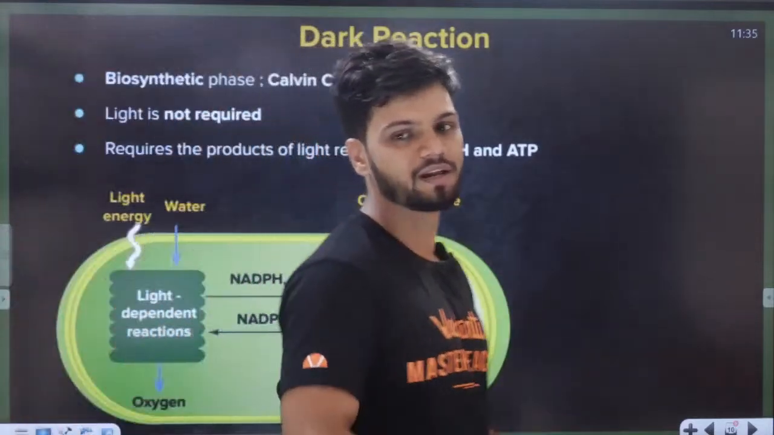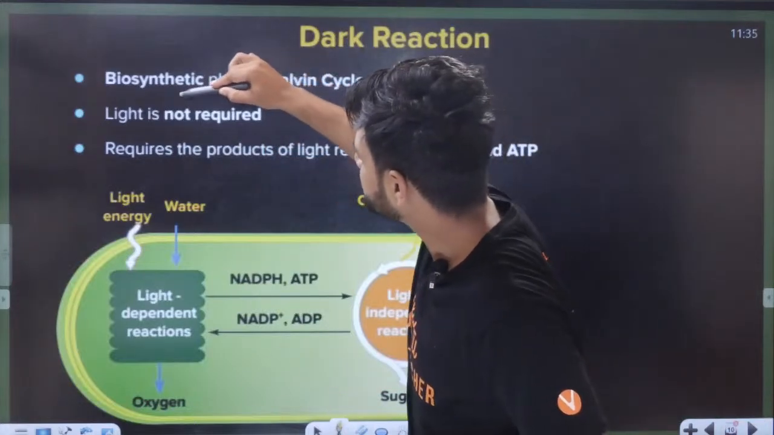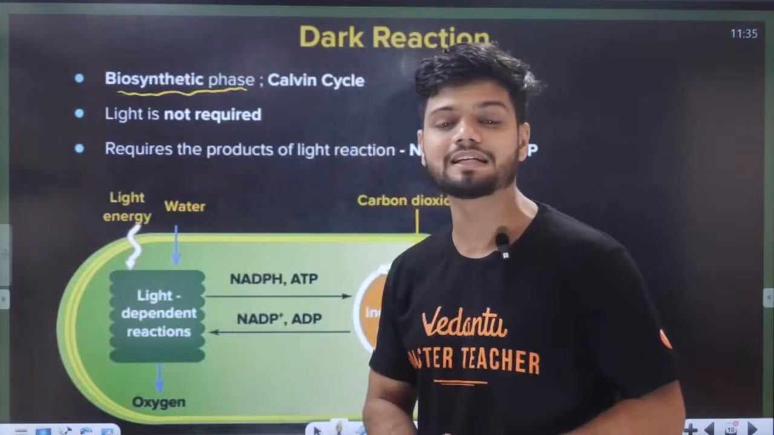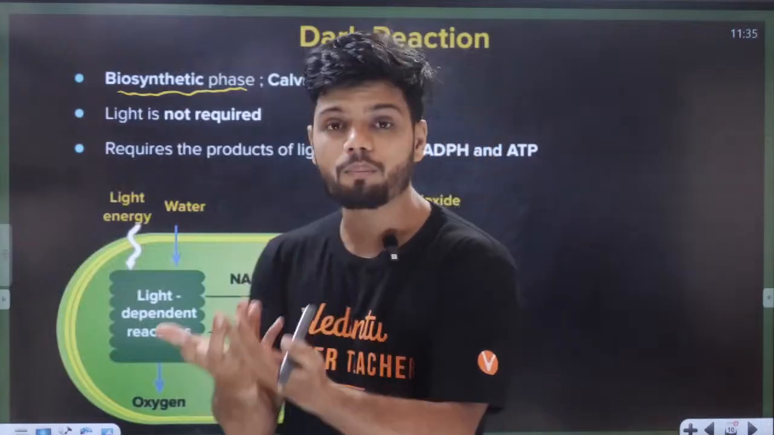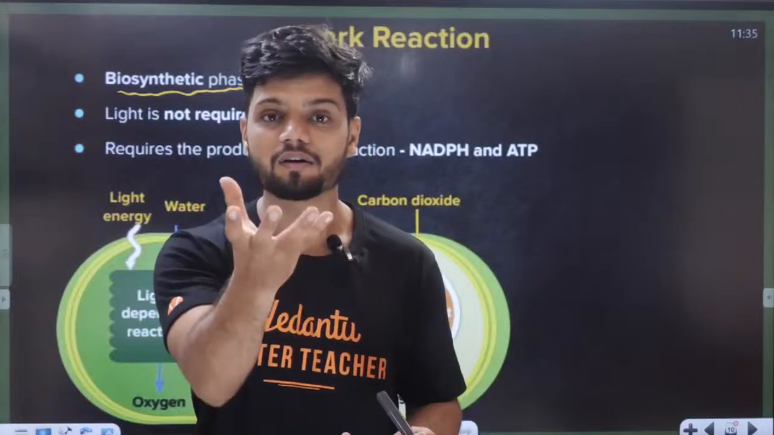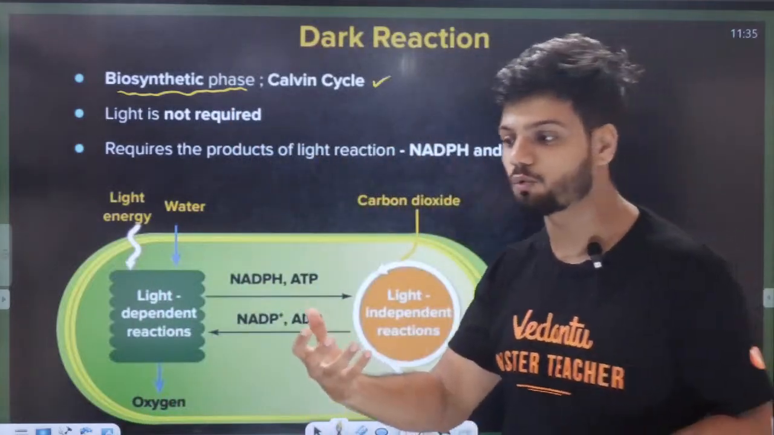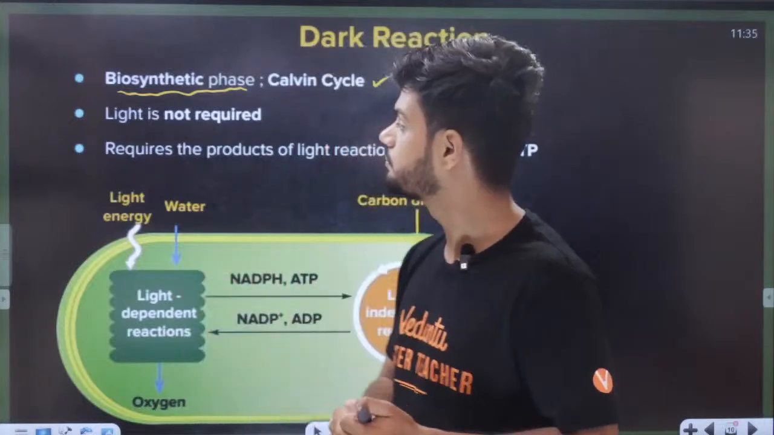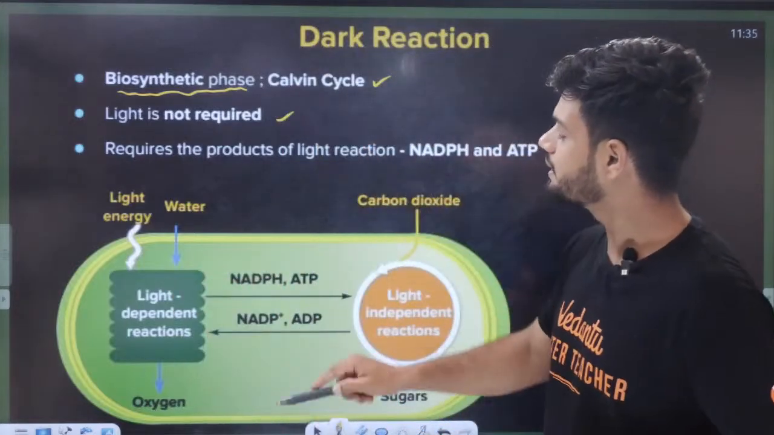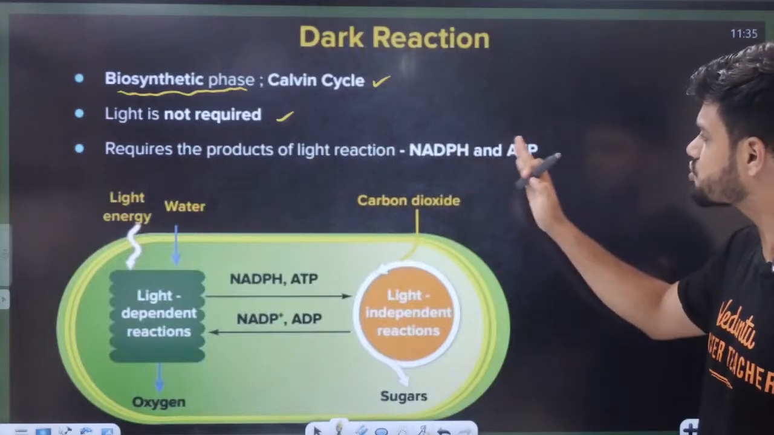Okay, amazing. Now listen to me very carefully. It is also called the biosynthetic phase. Why is it called the biosynthetic phase? Because there is formation of glucose here, I told you just now. So, biosynthesis of glucose. Also called the Calvin cycle because of the scientist who was involved, Melvin Calvin. It does not require light. It requires products of the light reaction, that is NADPH and ATP.